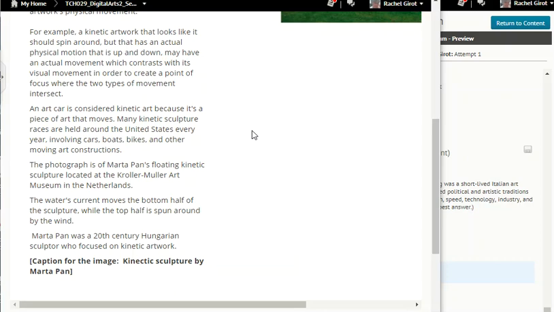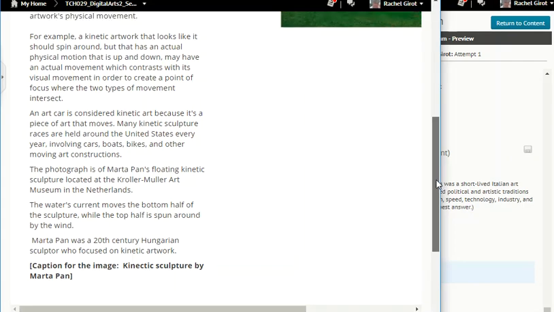An art car is considered kinetic art because it's a piece of art that moves. Many kinetic sculpture races are held around the United States every year, involving cars, boats, bikes, and other moving art constructions. The photograph is of Marta Pan's floating kinetic sculpture located at the Kröller Art Museum in the Netherlands. The water's current moves the bottom half of the sculpture, while the top half is spun about by the wind. Marta Pan was a 20th century Hungarian sculptor who focused on kinetic art.